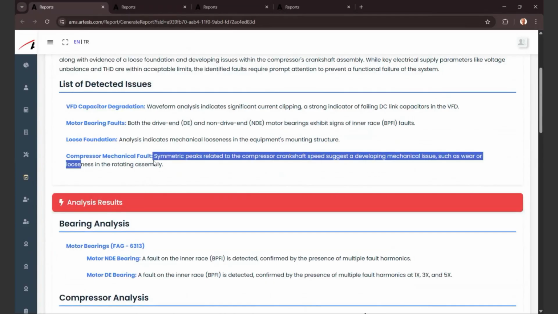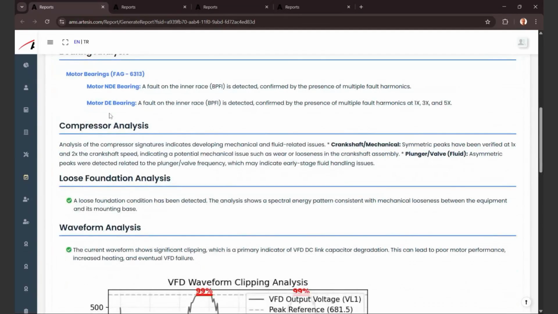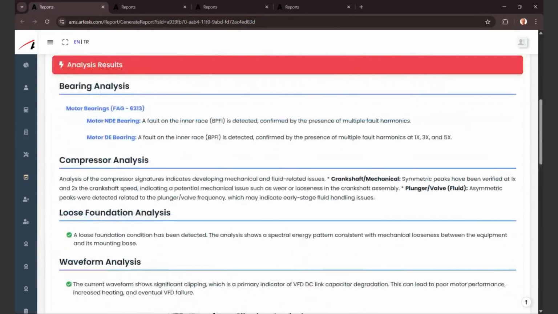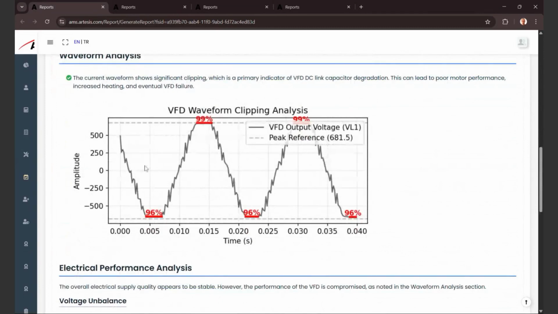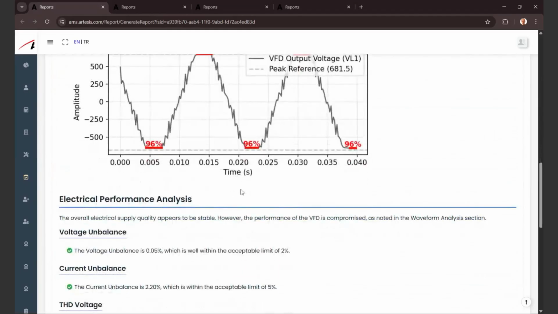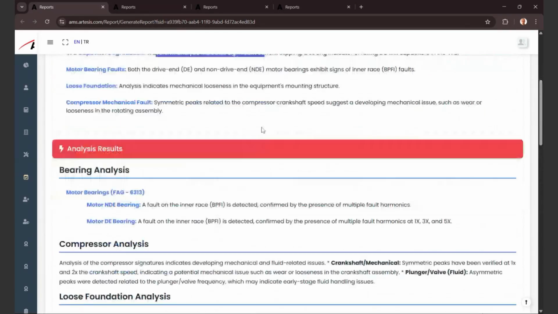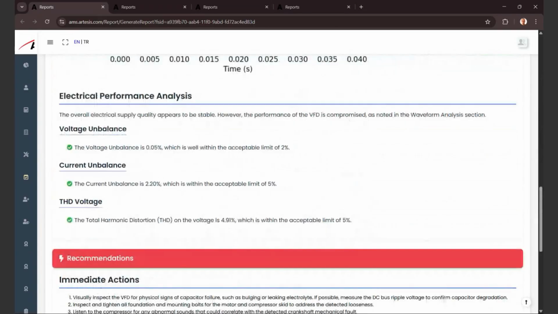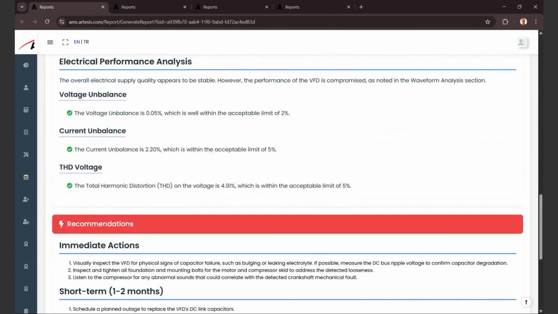And if you want more detailed advanced analysis, here are the results of that: compressor analysis, bearing analysis, loose foundation analysis, and waveform analysis, which tells you, hey, here is your waveform clipping analysis, and that is related to the VFD issue that the system actually showed up here. And then electrical performance analysis is done, which also shows if things are okay or something exceeds the limit.